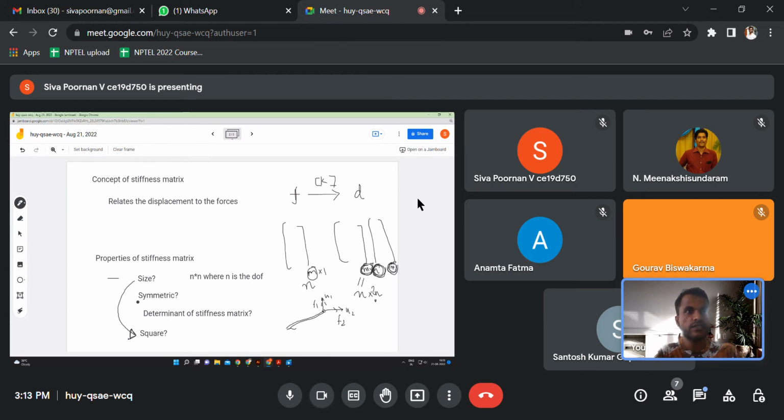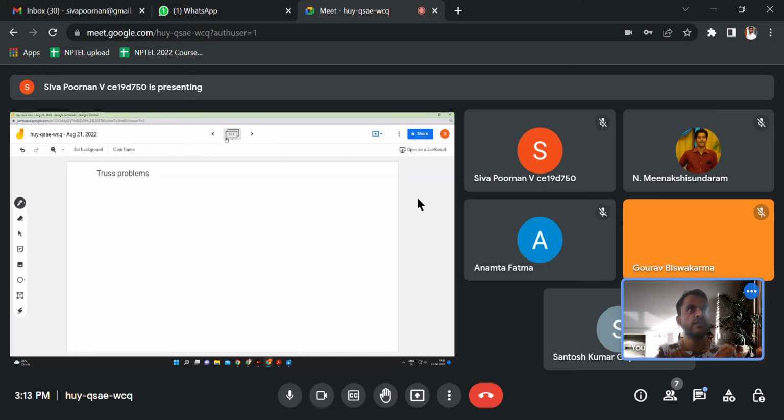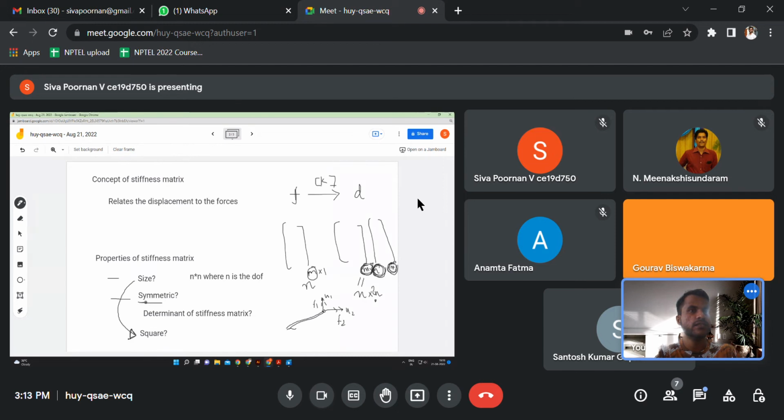Okay. So then coming to the question of should it always be symmetric? What do we mean by symmetric? Symmetric means that if I have a stiffness matrix and I take its transpose, it should be equal to the matrix itself. Yes. Okay. But why?